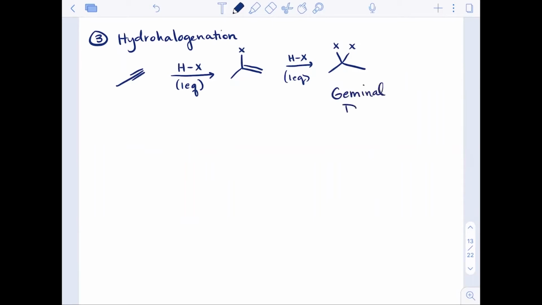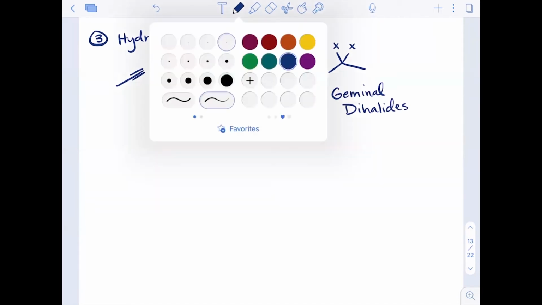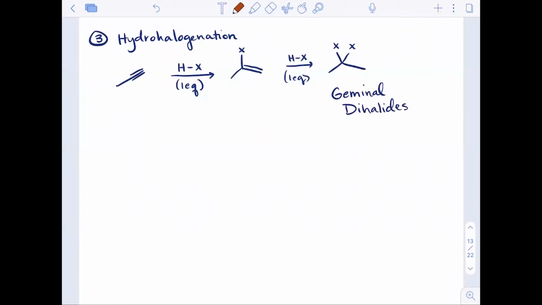So these geminal dihalides are important for us to be able to make so that we can think about having multiple functional groups, multiple leaving groups. So let's go ahead and see how we make these. One equivalent at a time. You can say excess and you go straight to the gem dihalide, or you can do one equivalent at a time and have that intermediate that we see here.